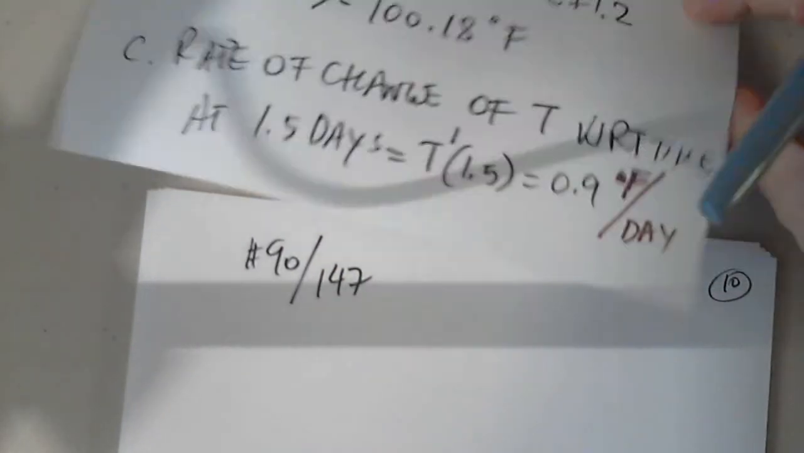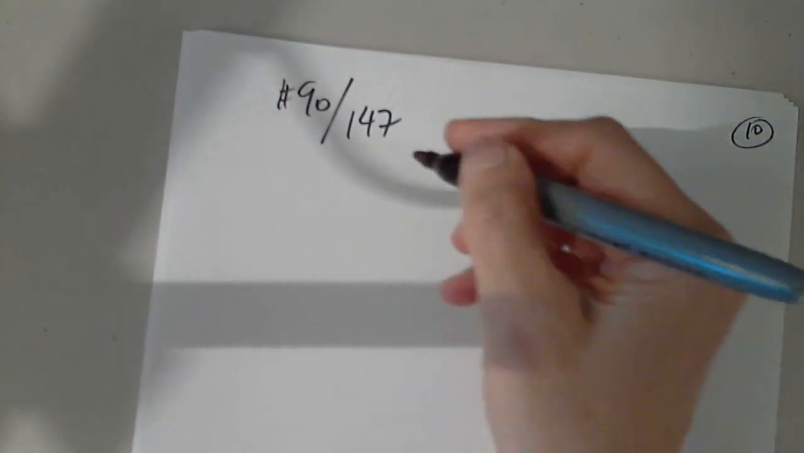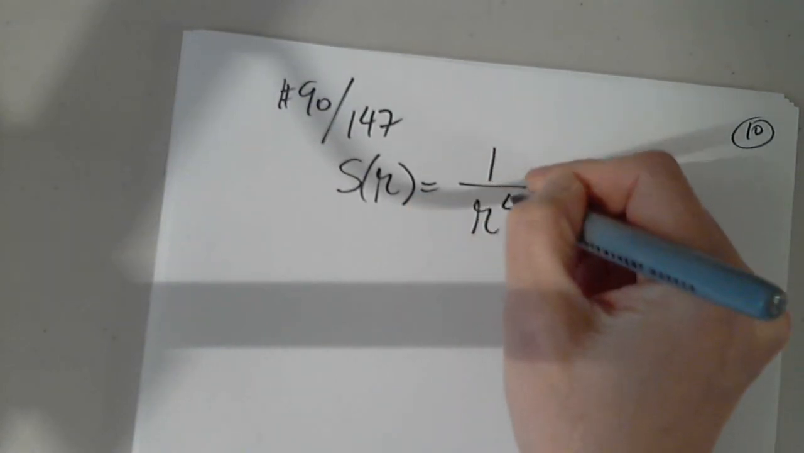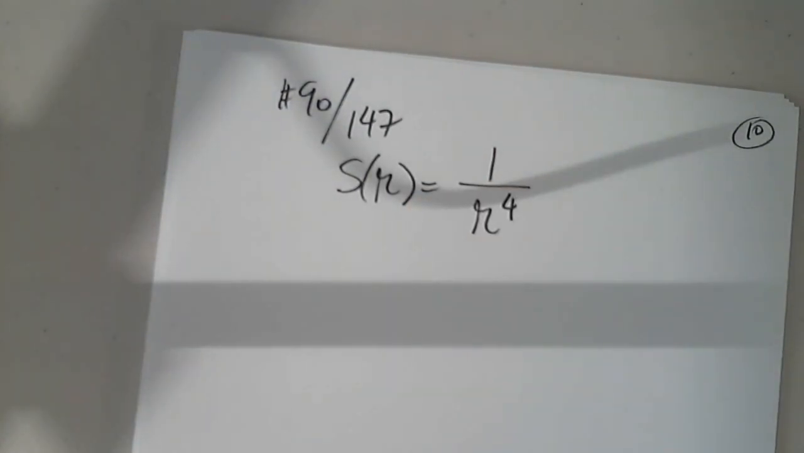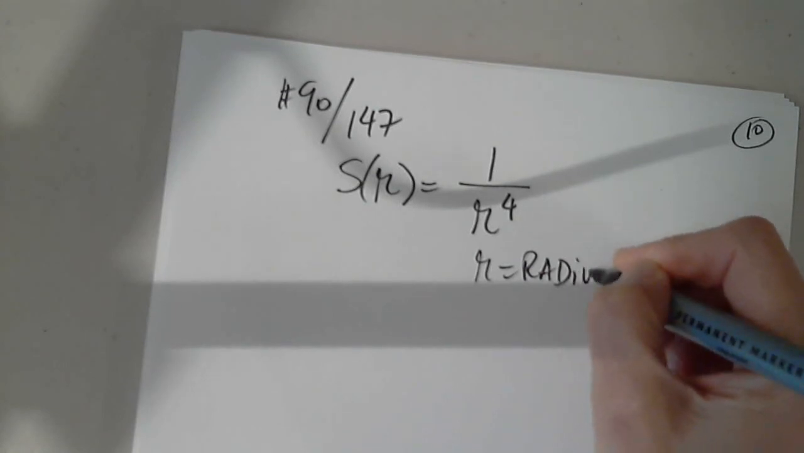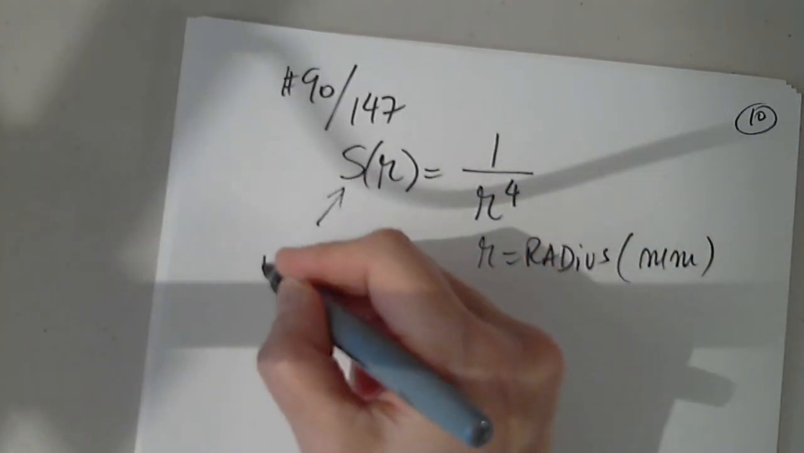Let's see. We're given S of R equals 1 over R to the 4th power. The equation can be used to determine the resistance to blood flow, S, of a blood vessel that has radius R in millimeters. So R, radius, in millimeters, mm. And S is resistance.